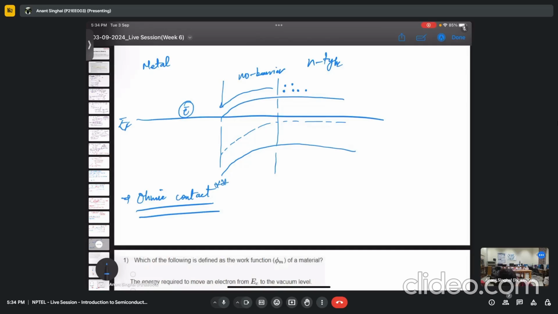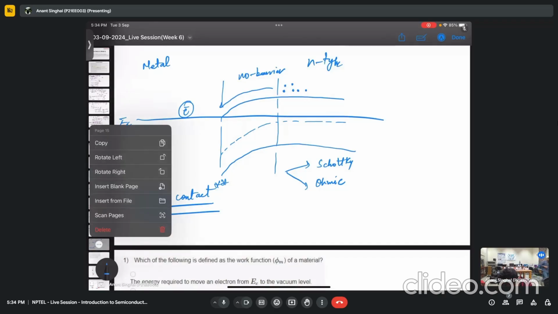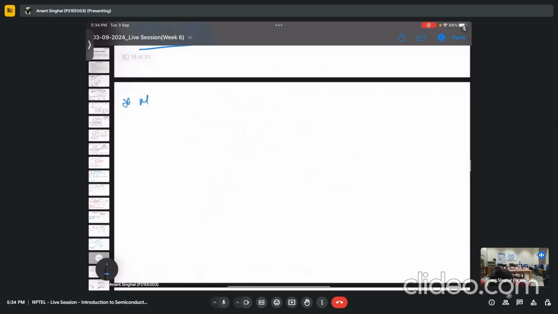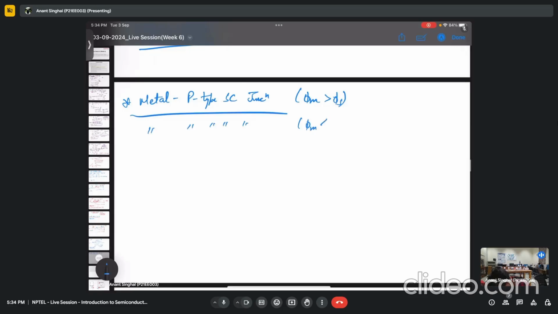So we have basically two types of contact. One is a Schottky contact, in which there is a barrier, and the second one is an ohmic contact. This is what we have done for the metal and n-type junctions. We can have two more cases. One is the metal and p-type semiconductor junction. For one case we have phi m greater than phi s, and similarly we can have the p-type semiconductor junction with phi m less than phi s.